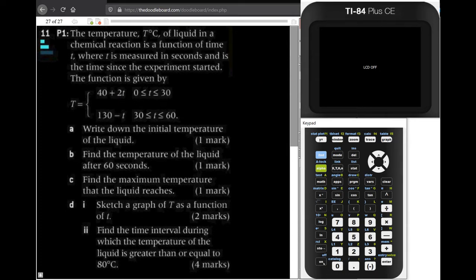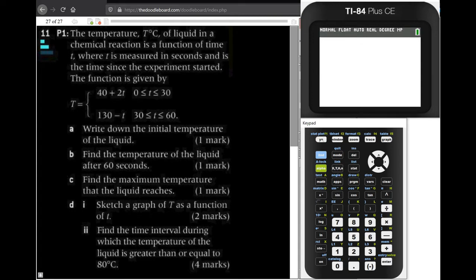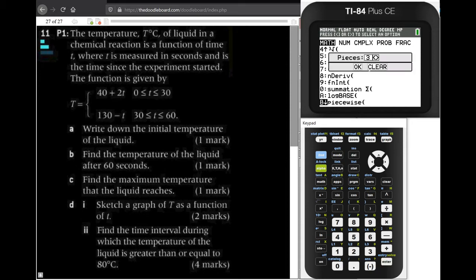What you do first is obviously turn the calculator on. Then you go to the graphing function, so press Y equals. But what you need to do first is press the math button, this one here, and then you need to go down to where it says piecewise, which is I think B. There, that one, B, piecewise, press enter. And then you need to choose the number of pieces. In this graph, I've just got 2 pieces, so I'm going to change that with the left arrow key to 2, and then move down to OK and press enter.